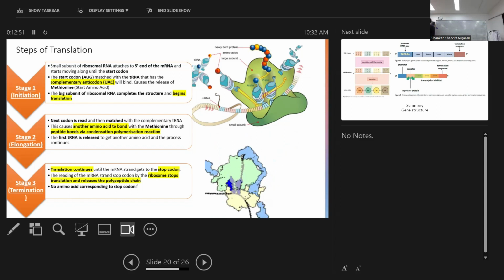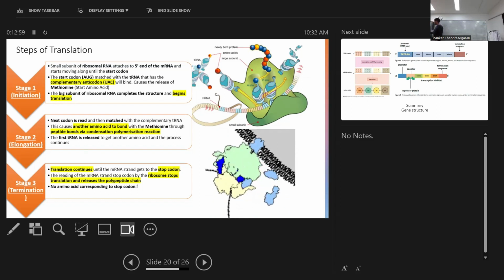Okay. Once that happens, the big subunit will complete the structure of the ribosome and continue the process of translation. So we start off with a small subunit, which is the bottom part, and then the mRNA binds to it and finds the complementary anticodon. Only then does that trigger the translation, causing the big subunit to bind together and promote translation. Okay, so once that's happening, the mRNA molecule will keep moving through the ribosome, and every codon will be read and matched with the complementary tRNA molecule.